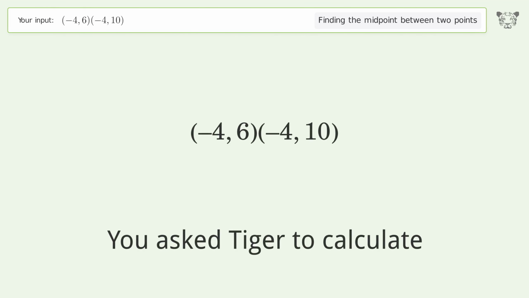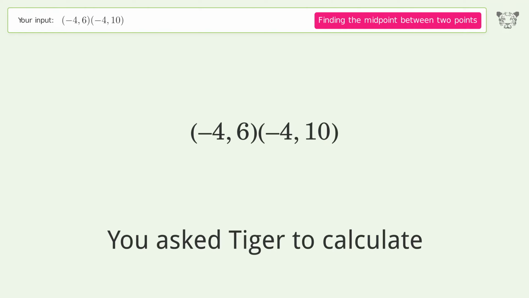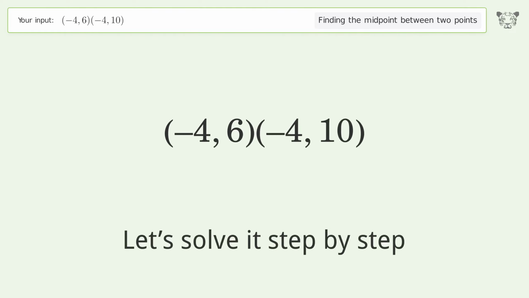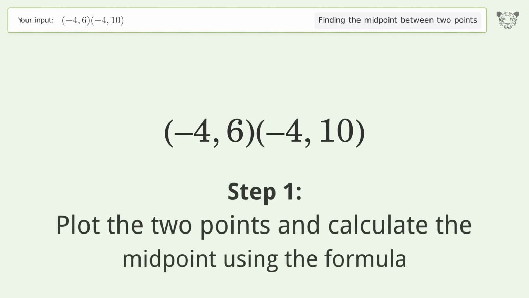You ask Tiger to calculate. This deals with finding the midpoint between 2 points. The midpoint between the 2 points is -4, 8. Let's solve it step by step. Plot the 2 points and calculate the midpoint using the formula.